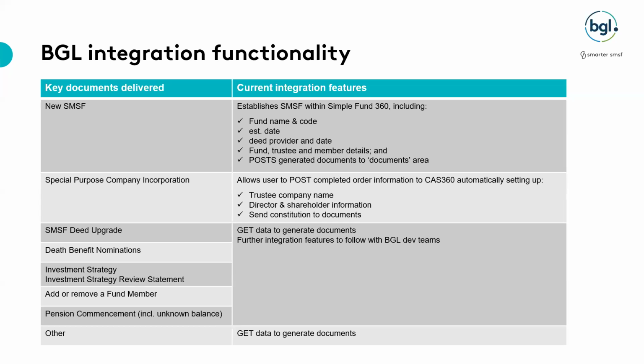For a special purpose company, again, similar sort of processes with CAS 360 insofar that we can set up the trustee company name, the director and shareholder information, and again, we can send the constitution through.